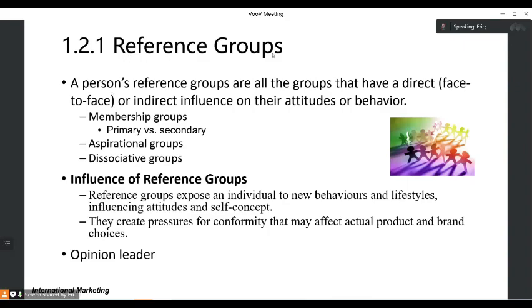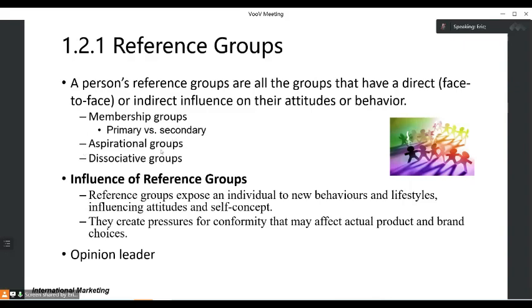About reference groups, we often think of family members, classmates, siblings, and colleagues. We call it the primary group. The secondary group is where maybe we take part in some party or some group. This is the secondary membership group.